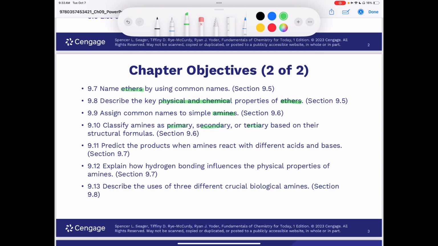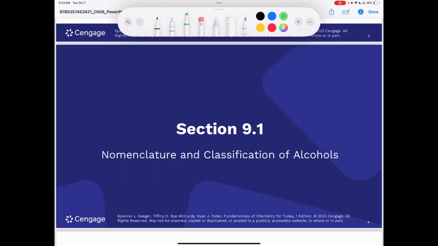So very important in chemistry. Talk about hydrogen bonding with respect to amines. Not only can alcohols hydrogen bond, but amines can as well. And then give the uses of three different crucial biological amines. So let's start with nomenclature and classification of alcohols.